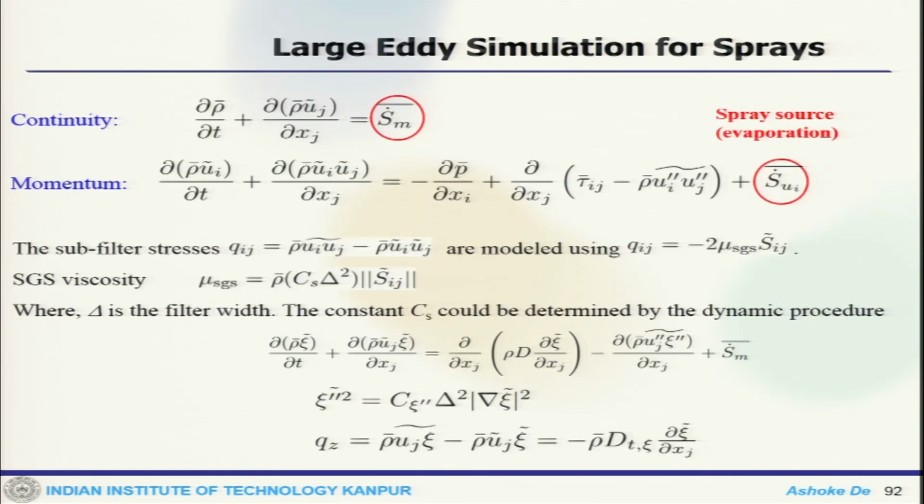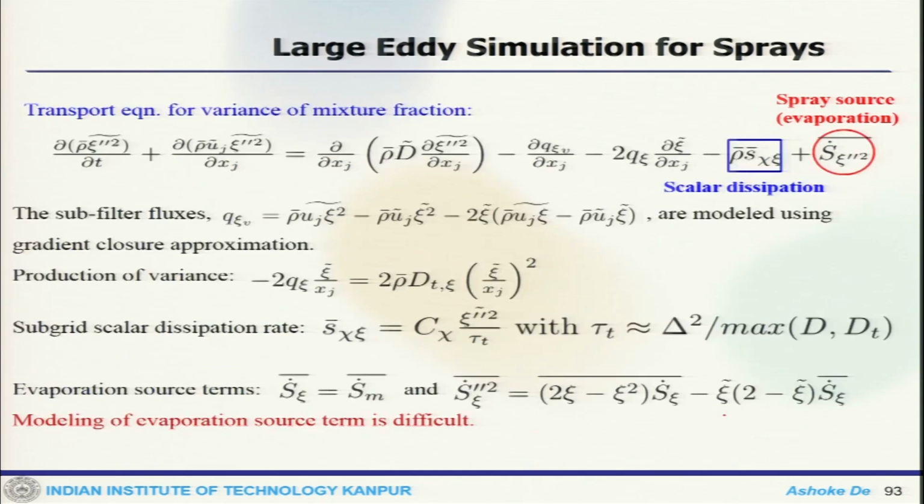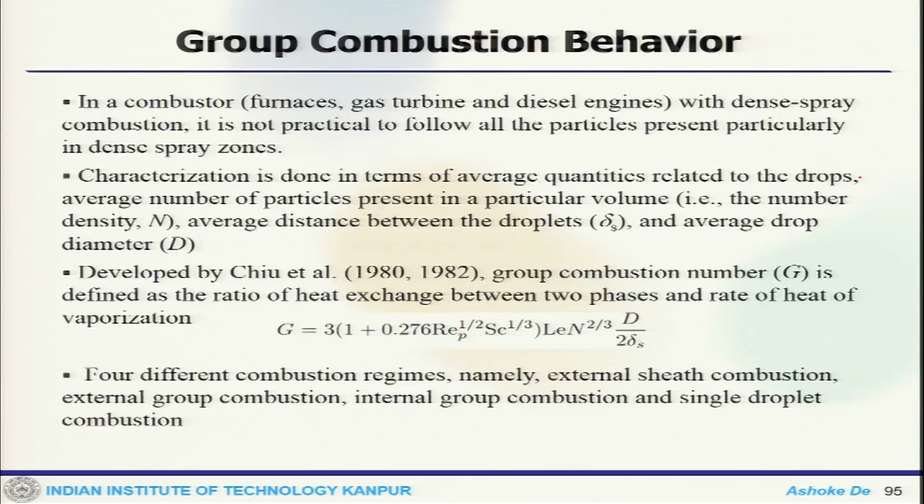Now, similarly, in the LES case, you have a source term in the momentum equation, and a source term in the mixture fraction variance equation, then the variance equations. Now, another is group combustion. In practical combustion, it is quite difficult to follow each particle present. So there are ways one can do the characterization in terms of average quantities related to the drops, average numbers and all this.